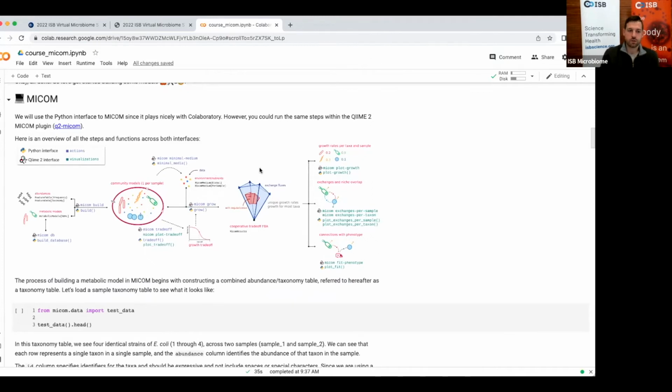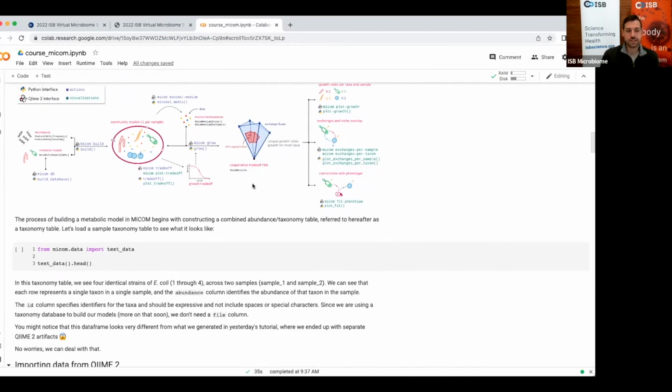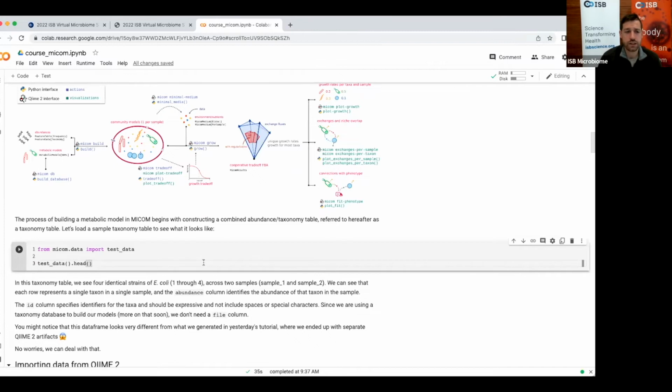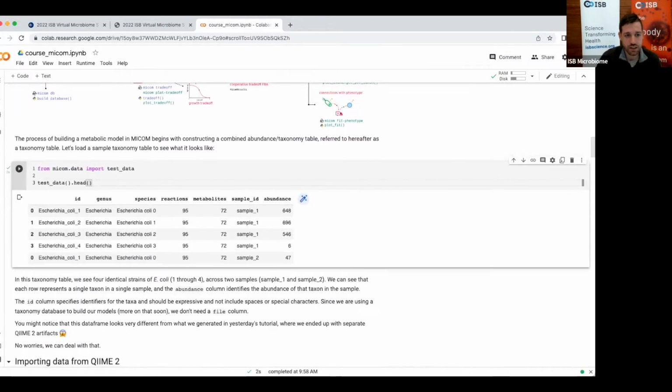So again, here's just a quick overview of the Mycom pipeline, if you'd like to familiarize yourself a little bit more. And like I mentioned in the slides, the process of building metabolic models in Mycom begins with constructing a combined abundance taxonomy table that after this point, we'll just refer to as a taxonomy table for simplicity. Before we load in our own data, we can import an example taxonomy table directly from Mycom and take a look at what that should look like so we can compare that to our data that we constructed yesterday in QIIME 2. Let's run this cell and take a look at the output.